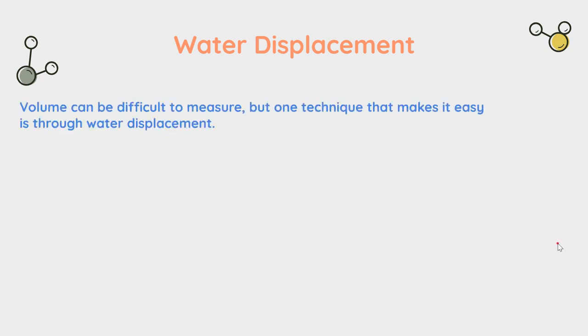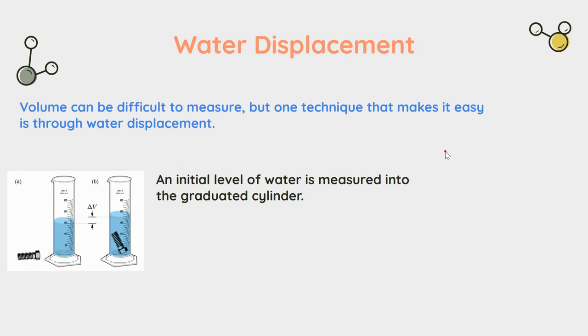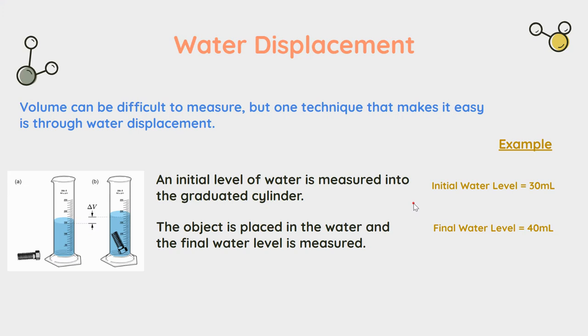Now, sometimes volume can be difficult to measure, but we have a technique that makes it easy to measure volume. We call that water displacement. In water displacement, we will take a graduated cylinder and we'll put an initial level of water into that graduated cylinder. For example, we might measure out 30 milliliters of water into our graduated cylinder to start. We'll then place an object in the water, and the final water level will rise because the object pushes it up.